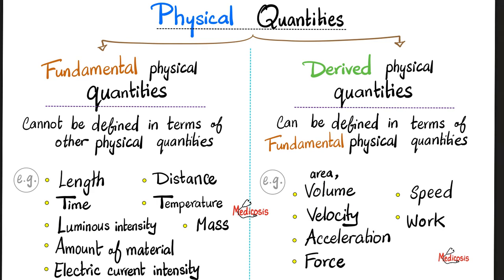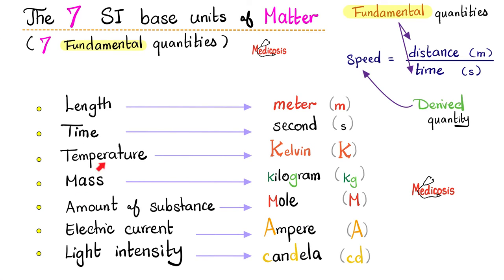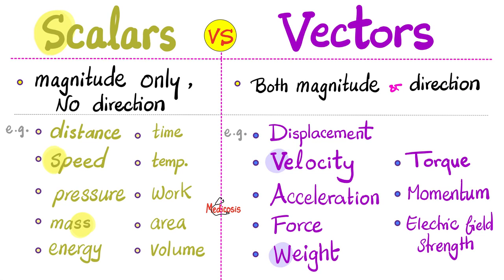Volume is derived from length times width times height. Speed is derived from distance and time. Velocity is derived from displacement and time. And force is derived from mass and acceleration. And this is one of the most important equations in physics. Force equals mass multiplied by acceleration. How do we measure mass? In what kind of unit? Kilograms. What is the measuring unit for force? Newton. Thank you, Isaac.